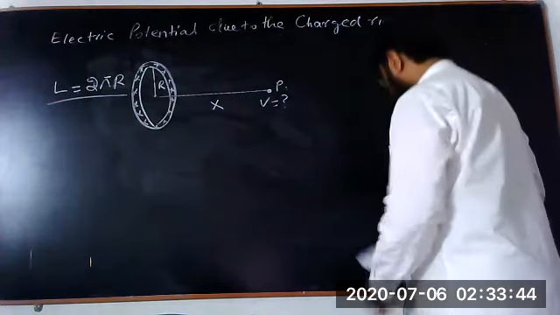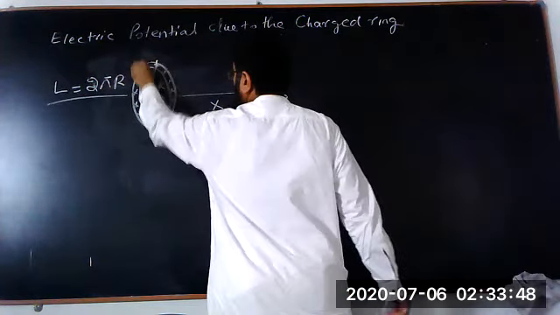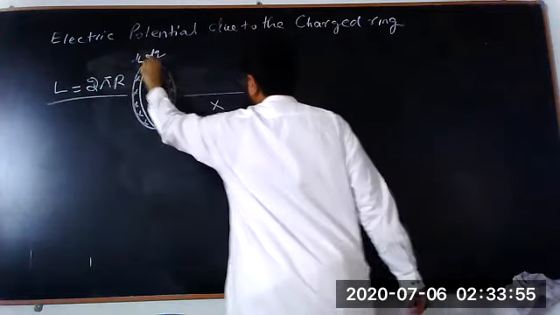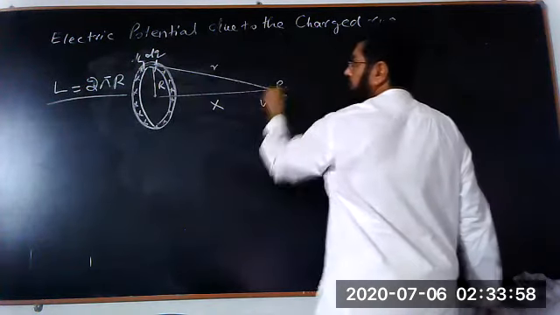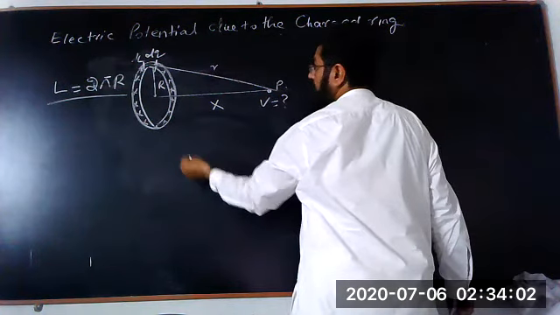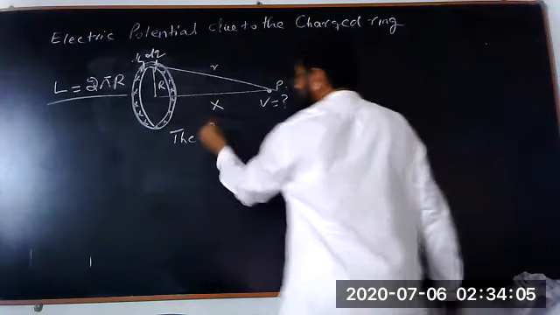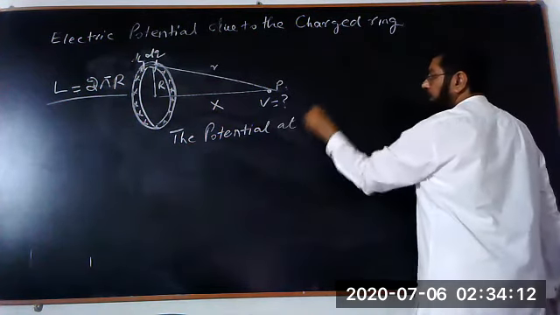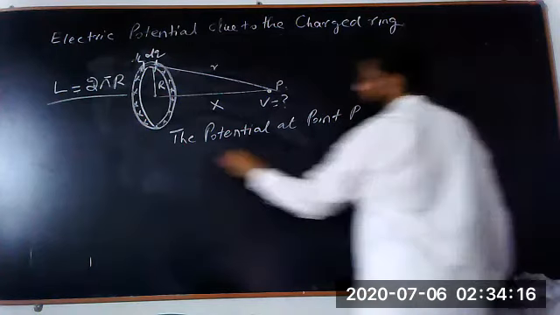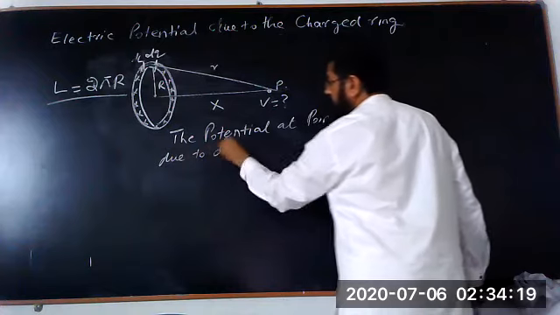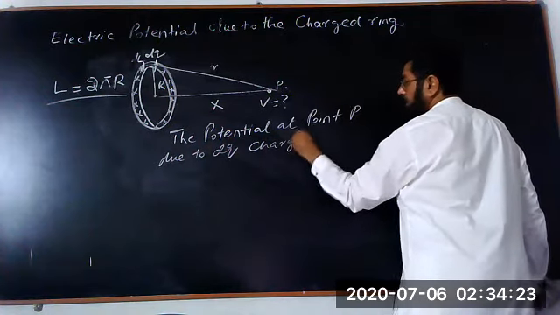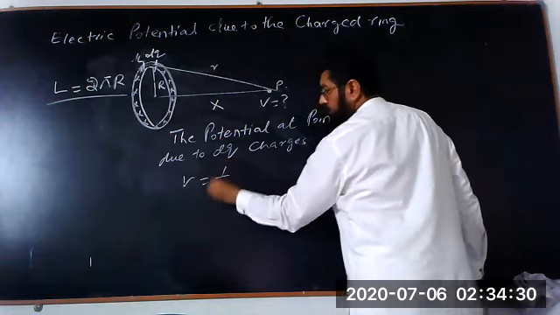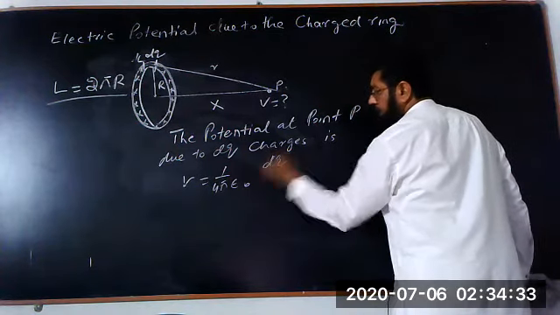so here this is the Q, dq with the amount of charges within this small element dl. तो यहां से मैं ये डिस्टेंस ले लेता हूं r. तो यहां पे जो पोटेंशियल होगा, the potential at a point P due to dq charges is equal to 1/4 pi epsilon naught dq upon r.